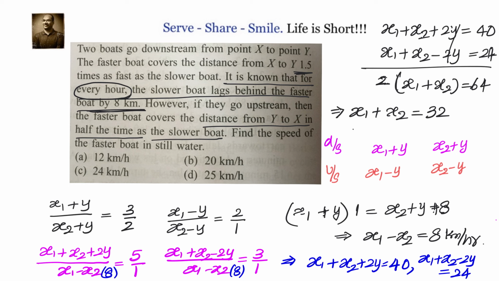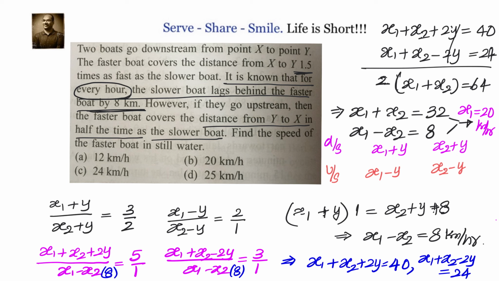You can also calculate the value of y by substituting in any one of the equations, and you see that y equals 4 kilometers per hour. So x1 is 20 kilometers per hour, x2 is 12 kilometers per hour, and y equals 4 kilometers per hour.